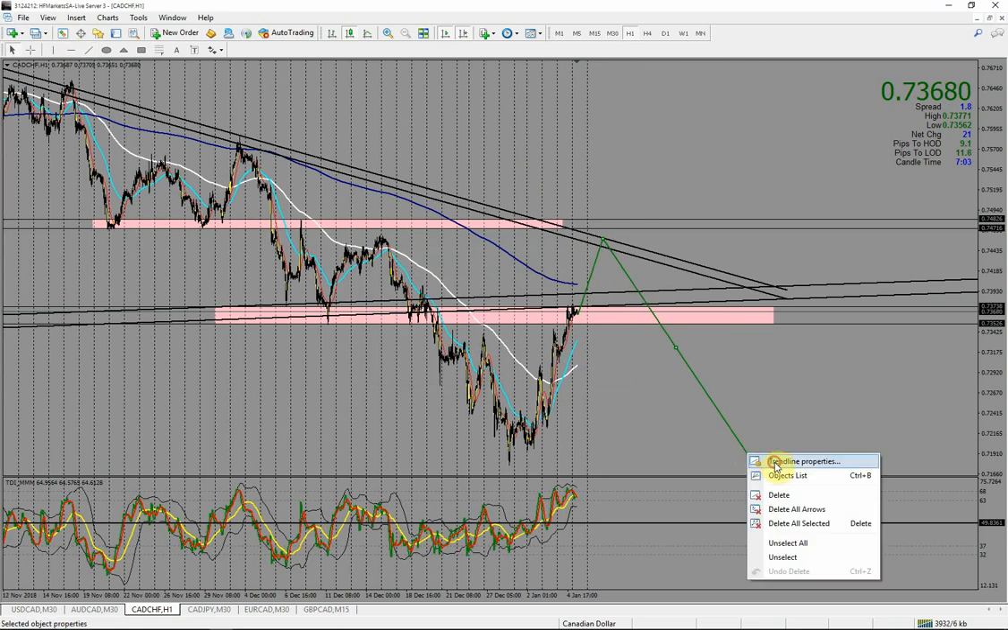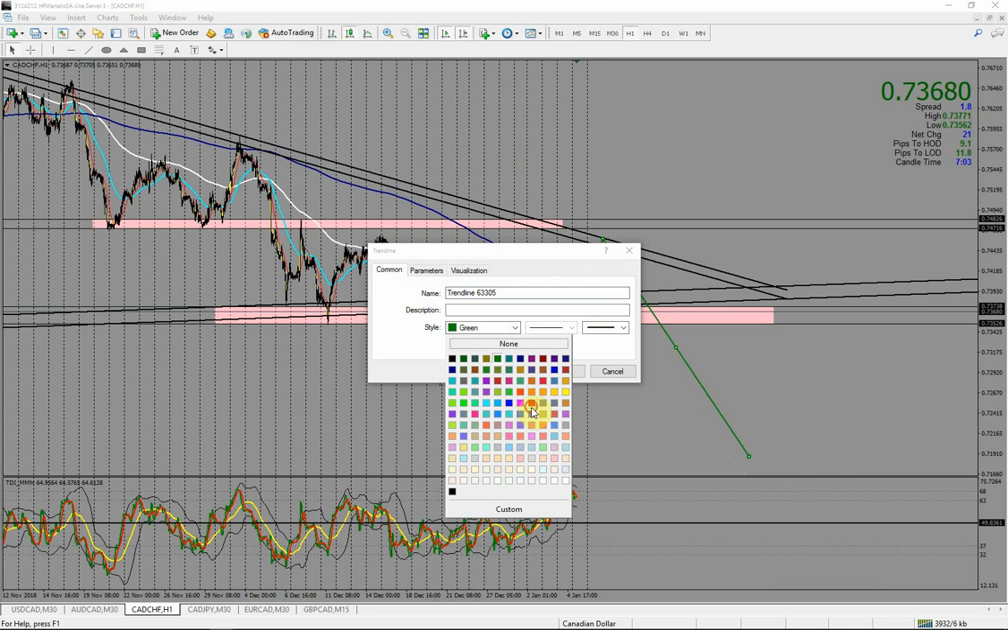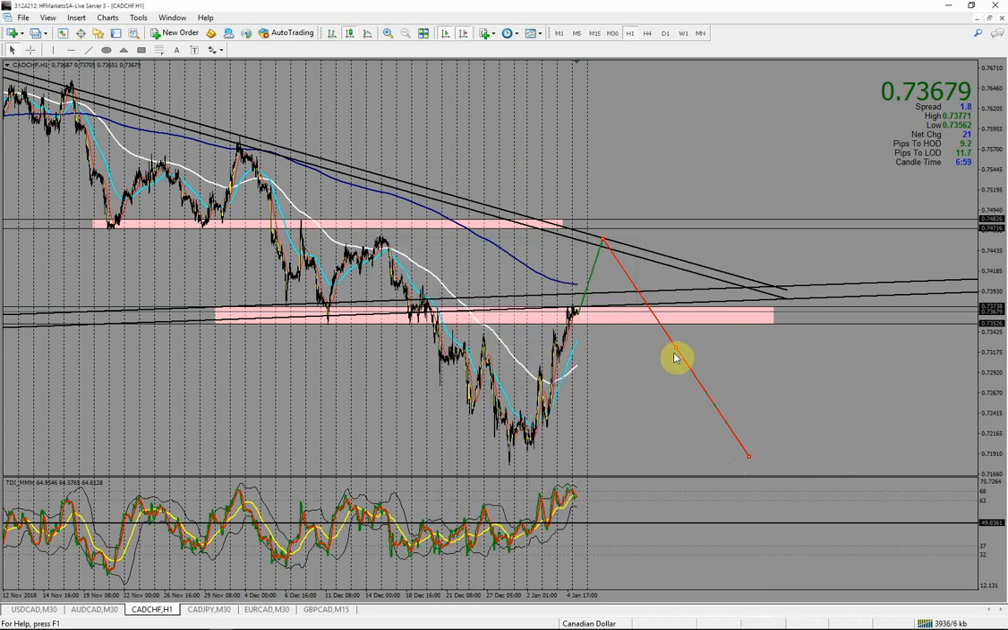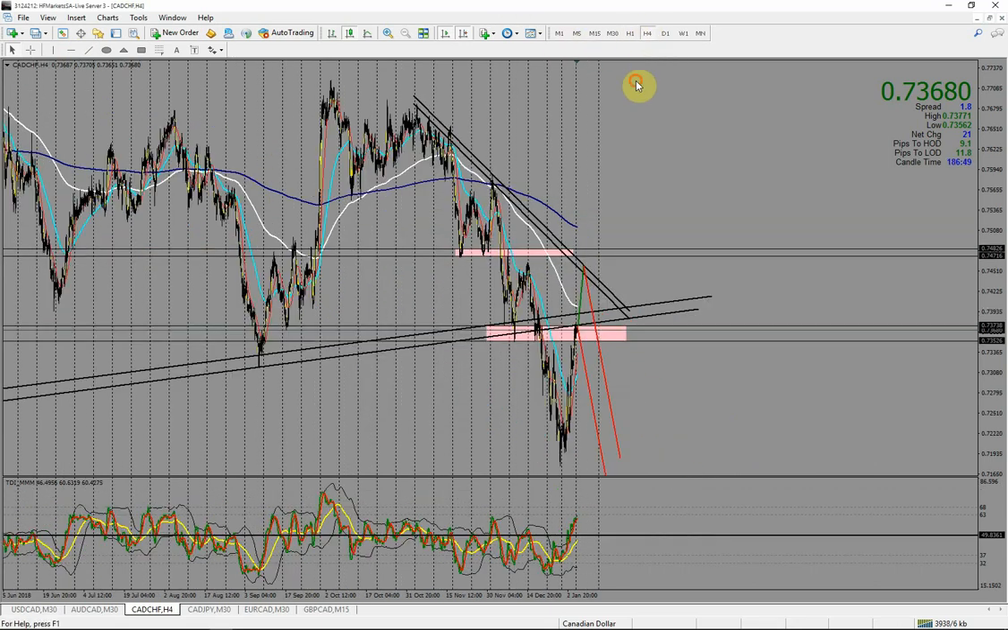This is Canadian dollar CHF. So let me just change that color into red. There we go. Or the price might likely just retrace from here. It's the same setup, you see.